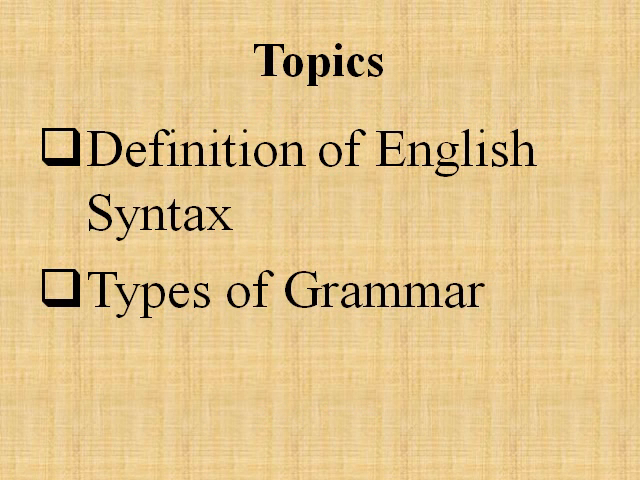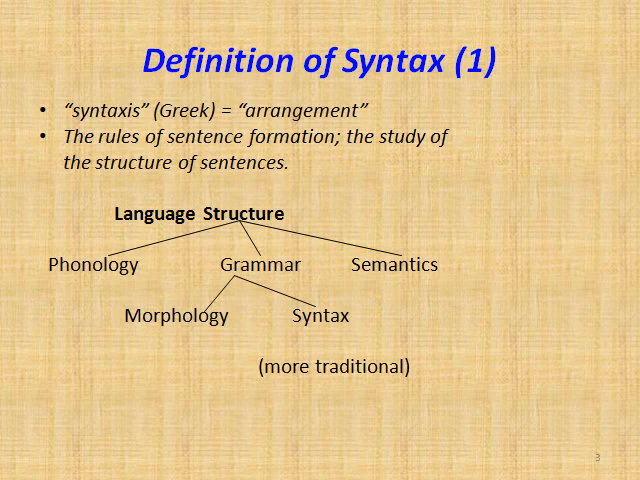Today we are going to talk about the definition of English syntax and types of grammar. What is syntax? Actually, syntax comes from a Greek word meaning arrangement. So in general, syntax is the rules of sentence formation, the study of the structure of sentences. In language structure, there are 3 parts: phonology, grammar, and semantics. And in grammar we talk about morphology and syntax. So in this semester you are going to study that.